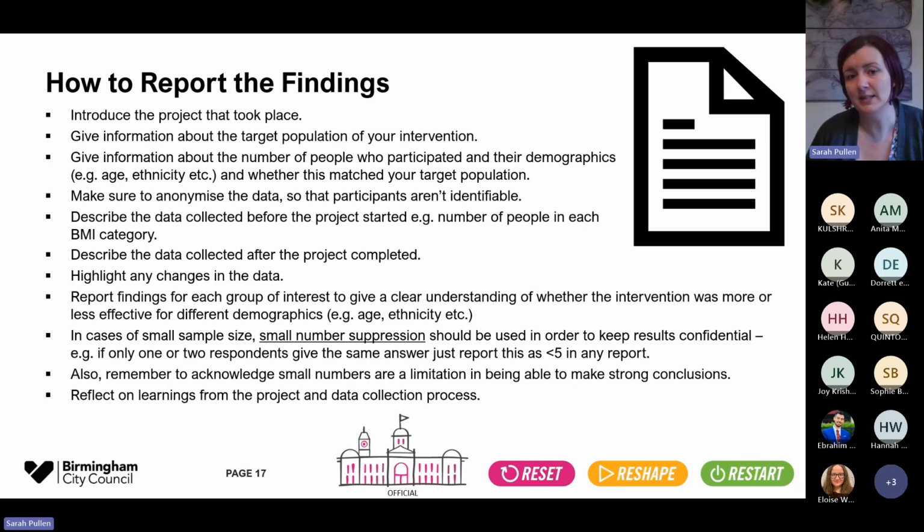Describe the data that you collected before the project started, so that's called a baseline. You can also report on things like, if you were measuring BMI, you can say the number of people who were in each BMI category.